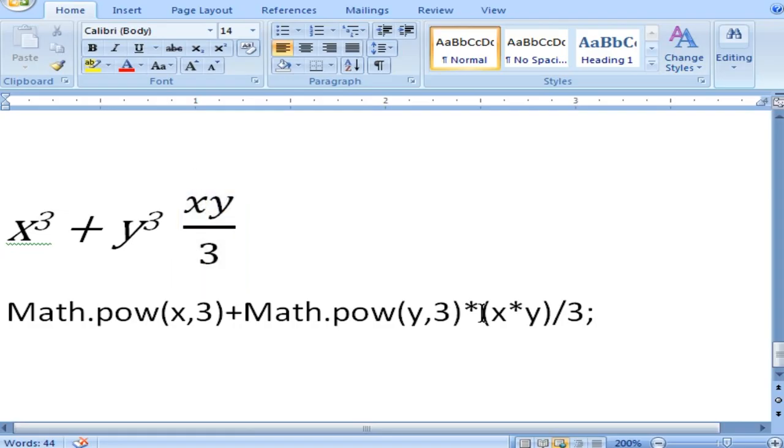Before this, you can notice x into y divided by 3 is a separate term. So when you execute this, what happens is it will find the power function x comma 3 and y comma 3, and then it will multiply the first expression with x into y. That means the numerator will be multiplied here. That should not be the case. So what you have to do is first evaluate the second half. Now what happens is you will find Math.pow x comma 3, that is x cube, and y cube will be executed. Then the inner bracket, that is x into y, will be evaluated, then divided by 3. That whole expression will be multiplied with the remaining. Okay. So now it will come correctly.